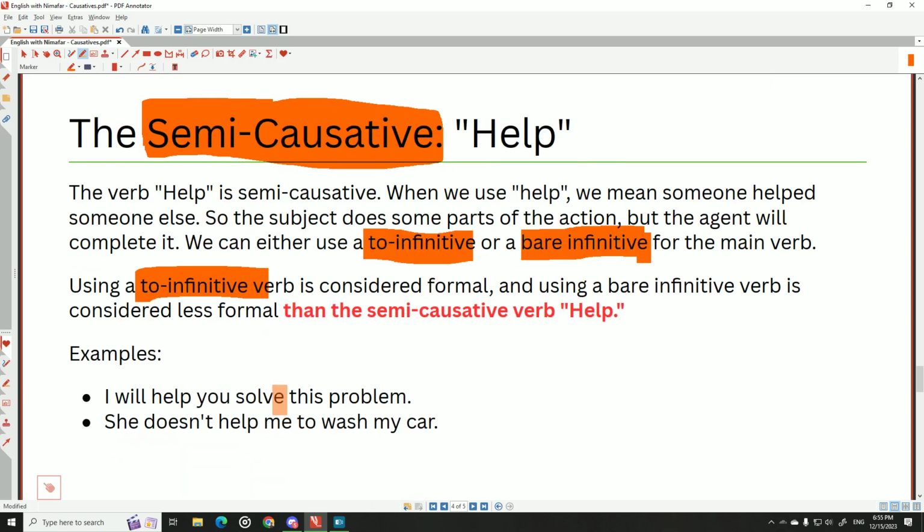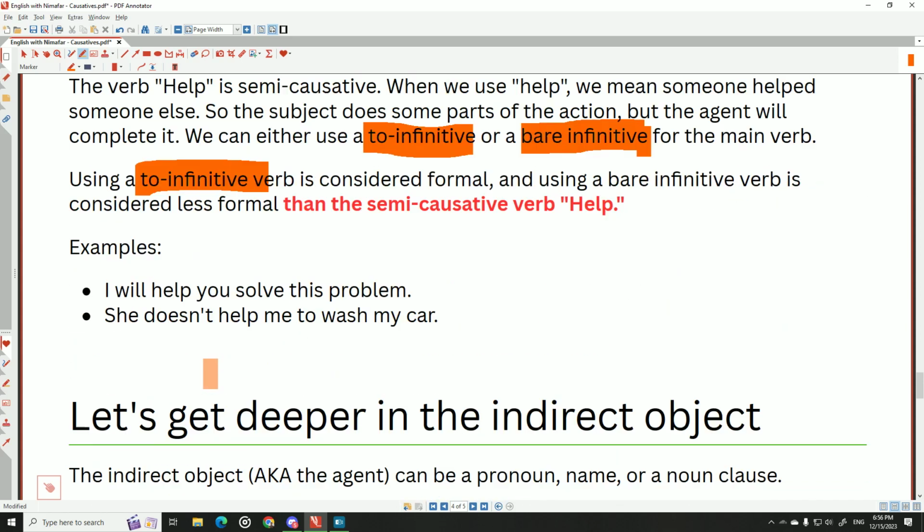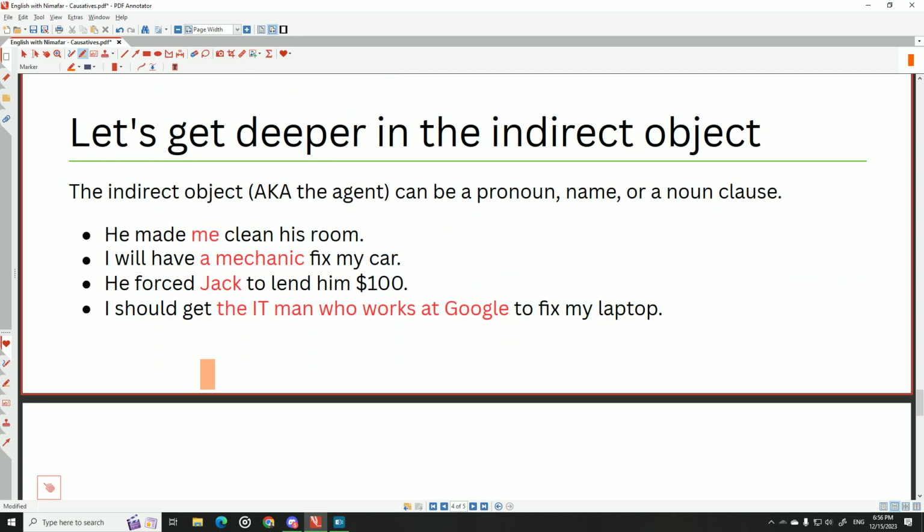For example, I will help you solve this problem. She doesn't help me to wash my car. Both of them we can say are somehow formal. Bare infinitive is less formal, and to infinitive is more formal. You can use both of them in semi-causative. Let's get deeper, shall we?